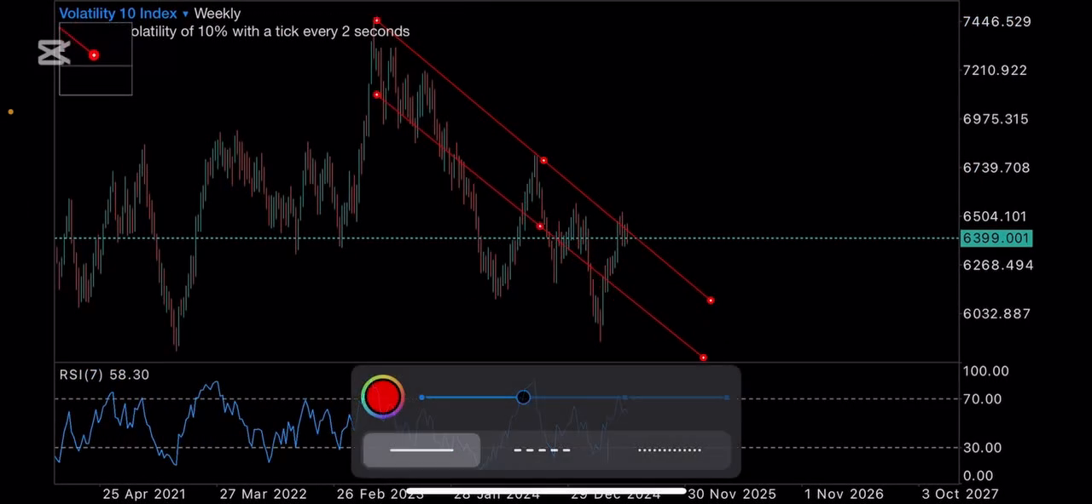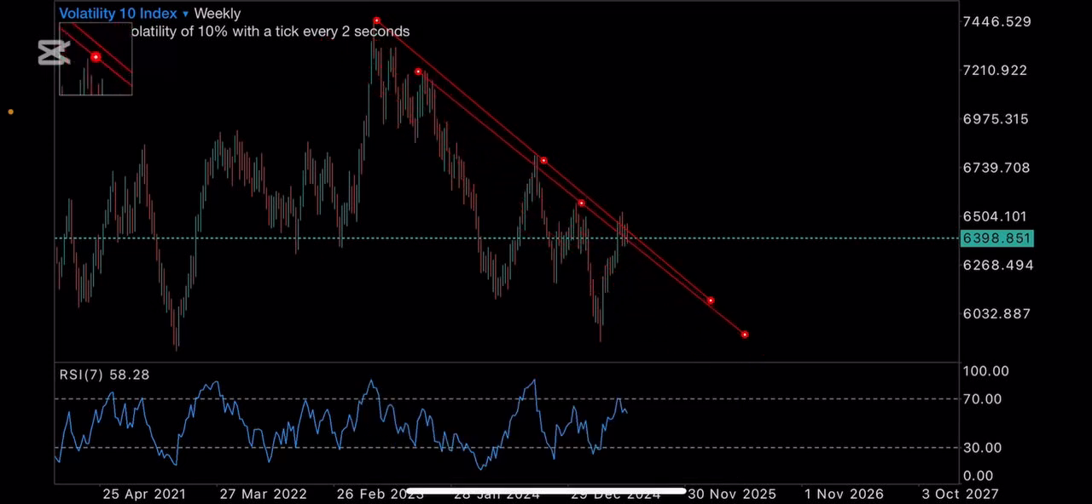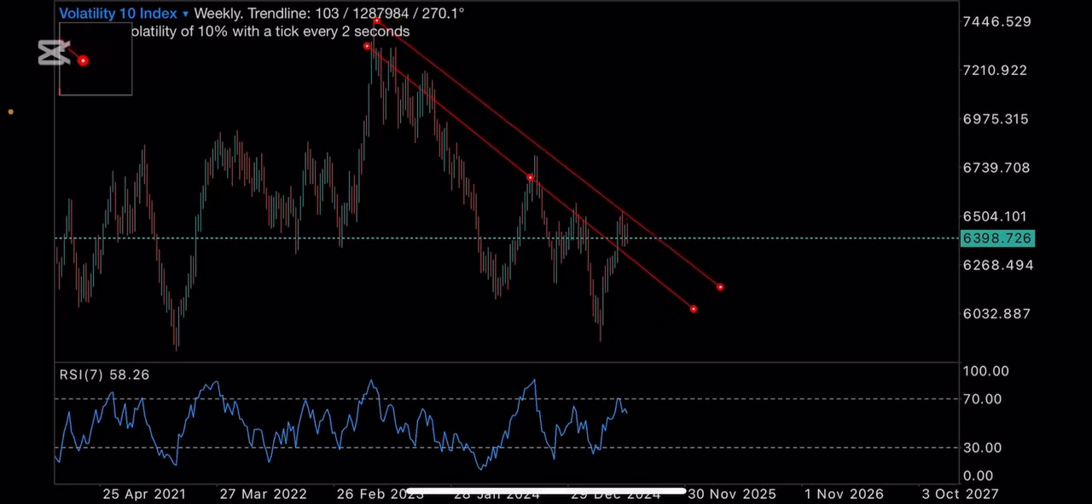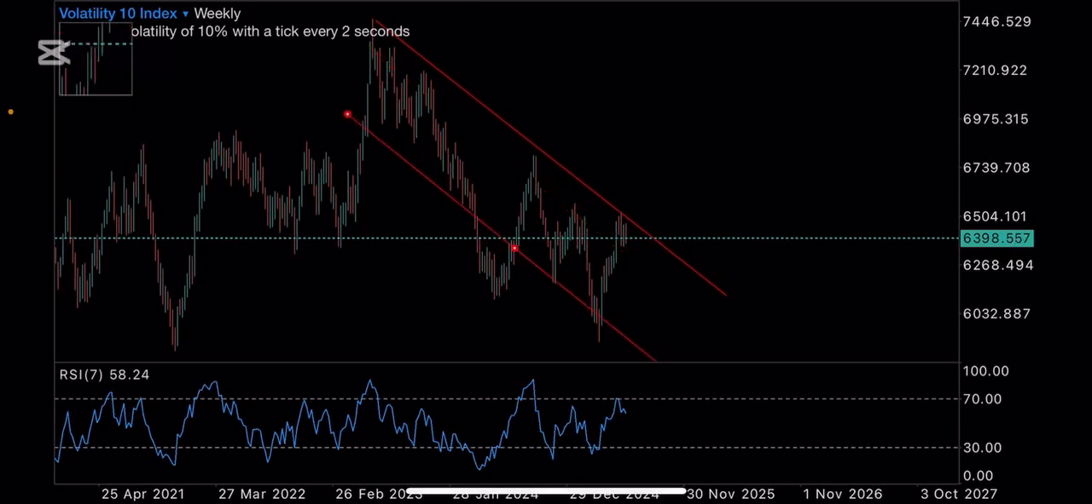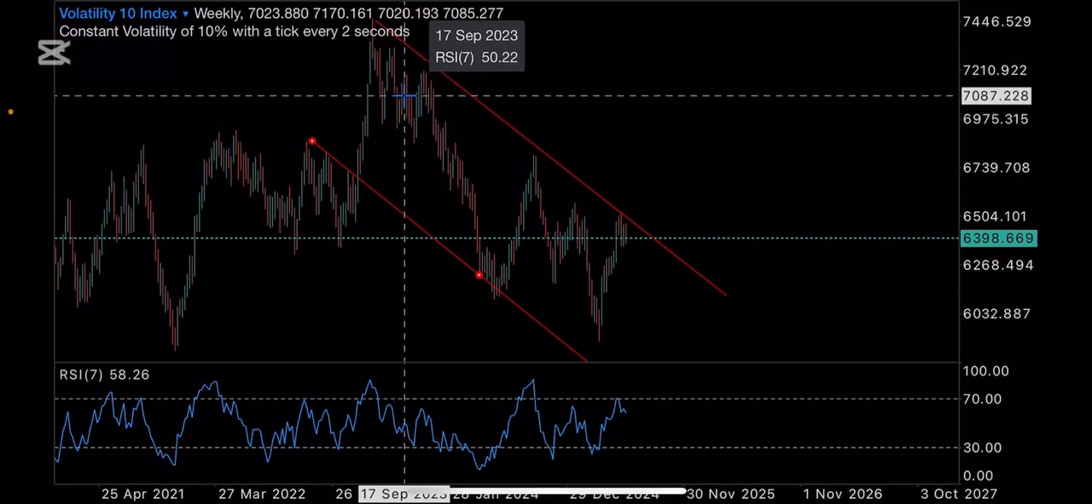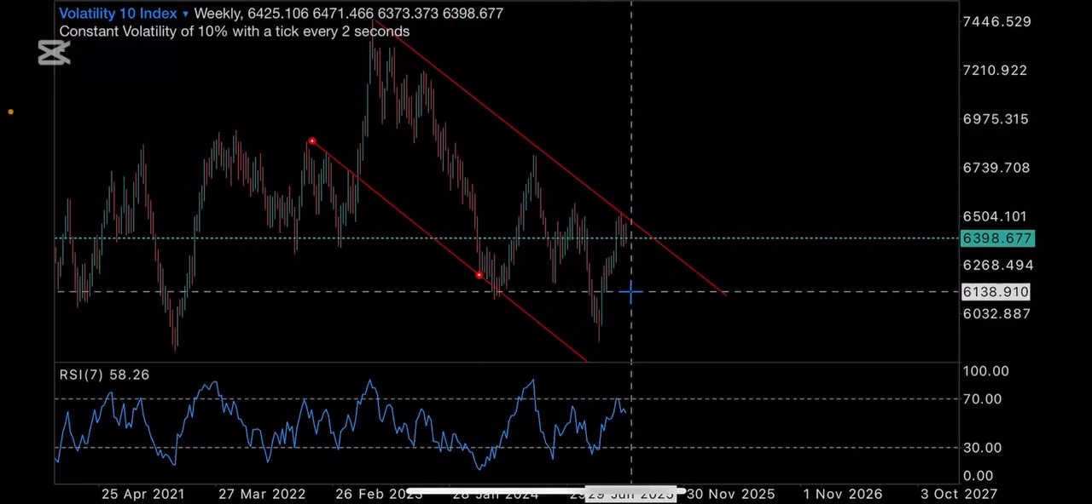Now listen, this is very important. How I like to draw my channel is that once I draw the first line, I draw the second line and I make sure that the second line is parallel to the first one. Then I just transfer it down. So what you can see is that I've been able to box this side of the market in this channel.